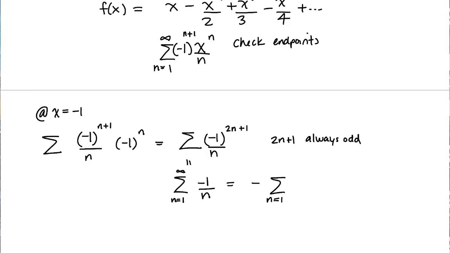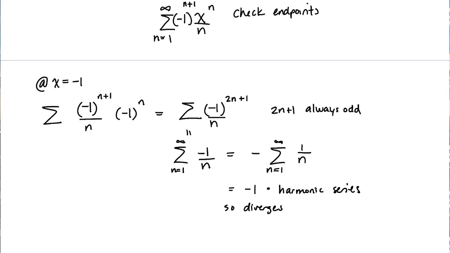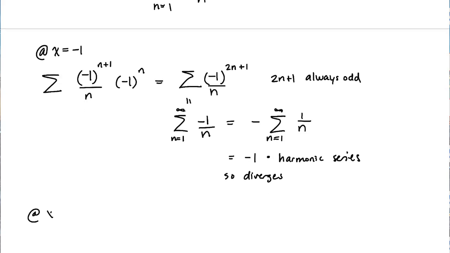Factoring out the -1, we're allowed to do that because of the series properties we learned, like you can factor out any scalar number. And this is equal to -1 times the harmonic series. Okay, so if you have a divergent series and you multiply it by -1, you'll still get a divergent series. So this is divergent. Okay, so at -1 we are not convergent, and let's check at x equals 1.